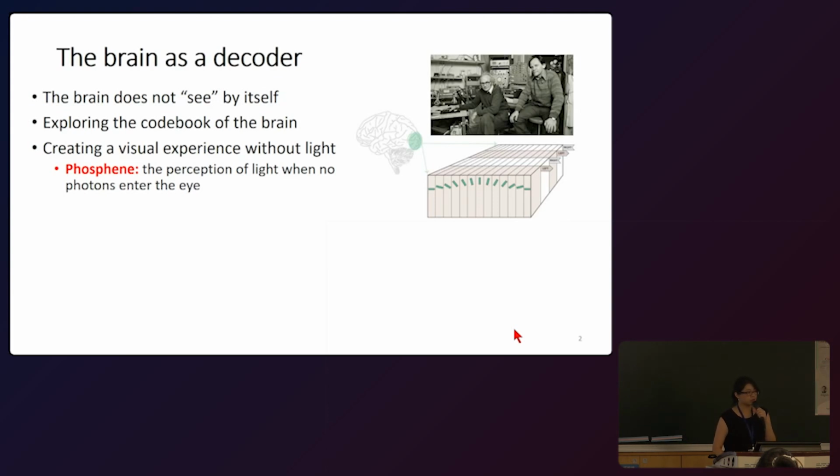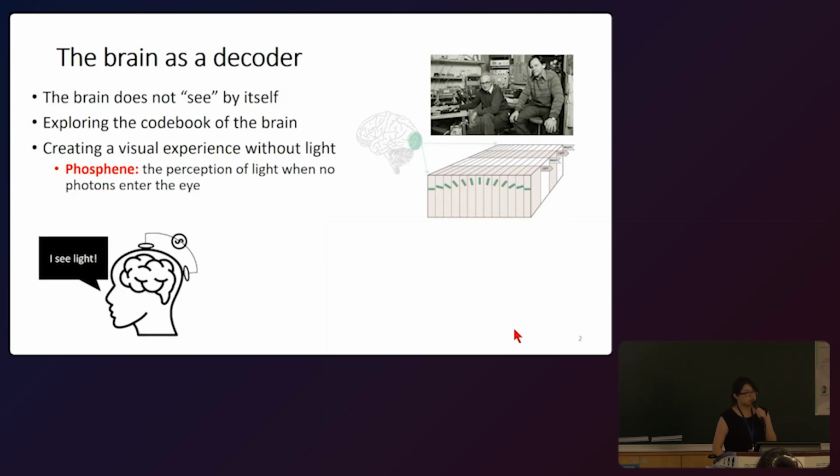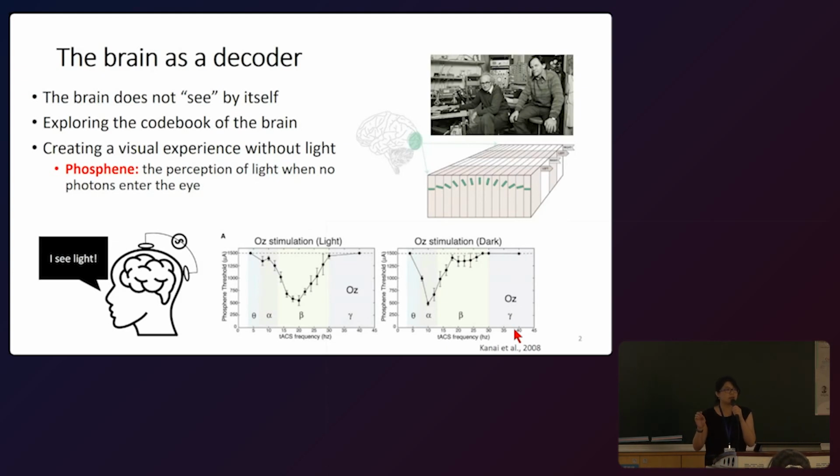Actually, we are not the first to do this kind of study. In 2008, Dr. Kanai and his colleagues applied weak transcranial alternating current on the occipital part of the subject, and the subjects reported that they see something flashing. They found that the sensitivity or the threshold can change according to the frequency of the alternating current, and the most sensitive frequency can also change according to the lighting environment. So at this point, we start to know that our perception system seems to be quite sensitive to some oscillatory properties, like the oscillation frequency.